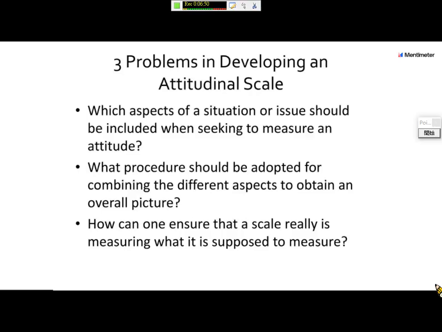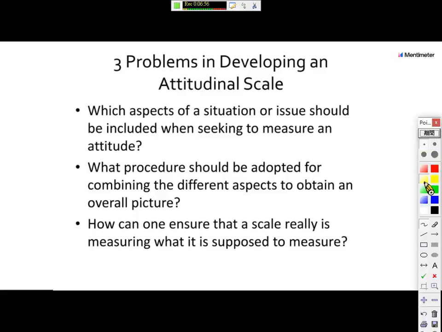And there are 3 problems for developing such attitudinal scales. Basically, there are several considerations. The first one: what aspects of a situational issue should be included when seeking to measure an attitude? That's translated in plain English: what are the questions we need to put up there?